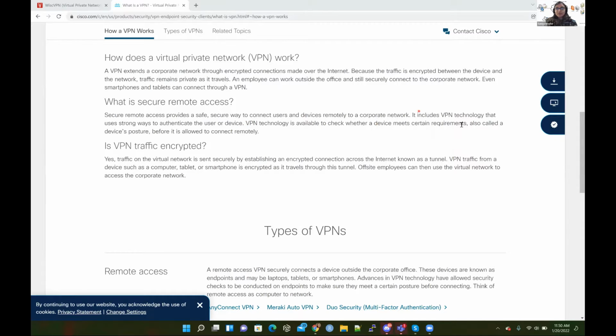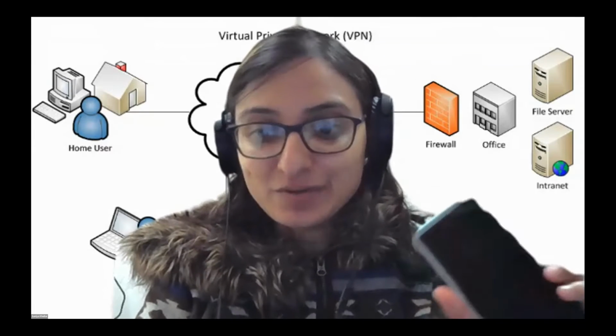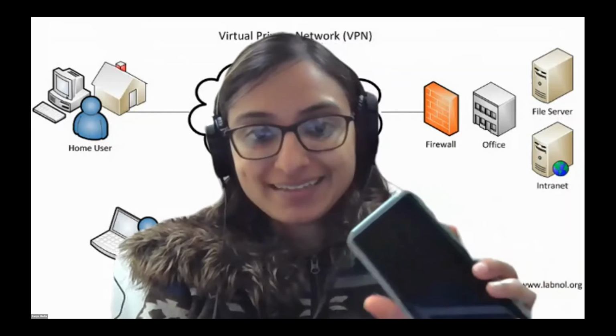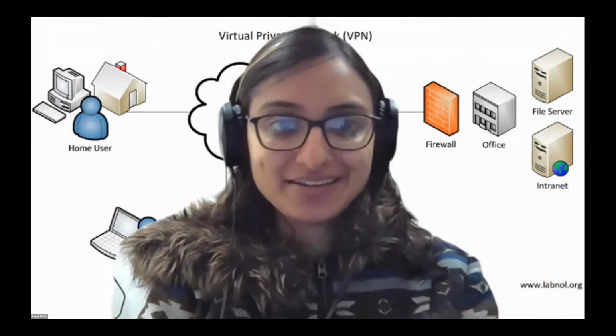So it's able to check whether a device meets certain requirements, like a device's posture, before it is allowed to connect remotely. So again, I'll be showing you the authentication that we can go through on my phone when I try to log into the WiscVPN, and how it ensures that that is indeed me trying to log in.